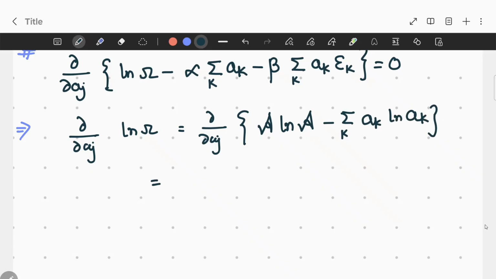Okay. So the first term, this capital A, is the total number of microstates. This is not a variable. It is constant for each and every distribution, correct? Yes, so this is 0. And the second part is interesting. There are two terms.